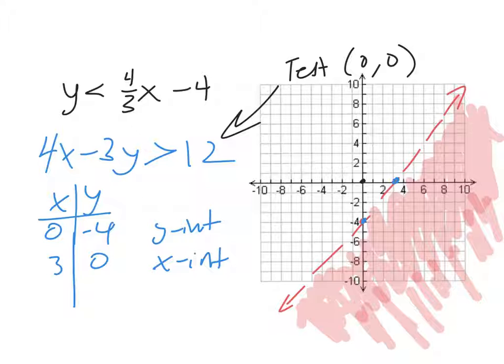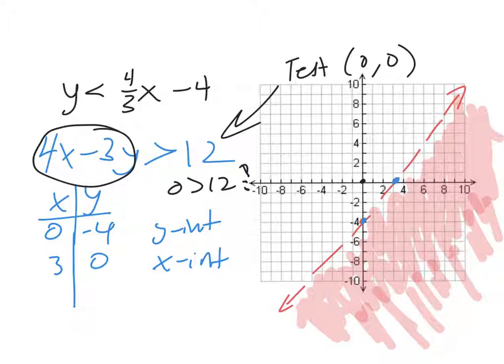So when I plug (0, 0) in here, all of this equals 0. Is 0 greater than 12? No. It is not. That's false, which is why we shade the other side of the line. And he talks about that in the video.